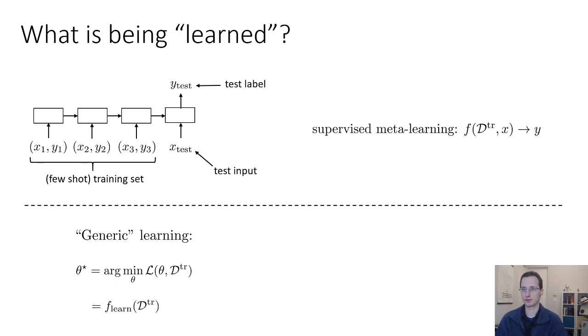What are some examples of f_learn that we learned about? Well, gradient descent, Adam, SGD with momentum. These are all instances of f_learn.